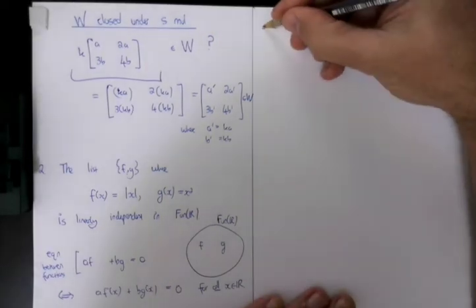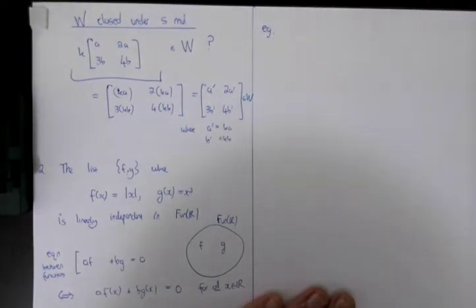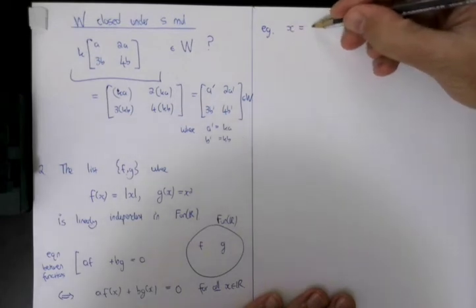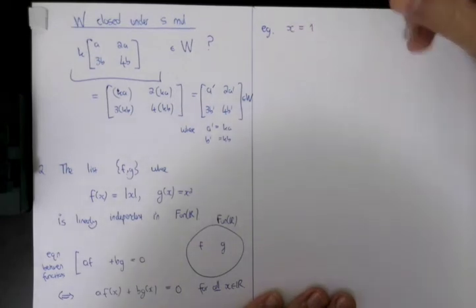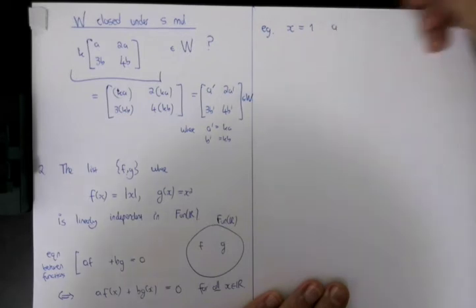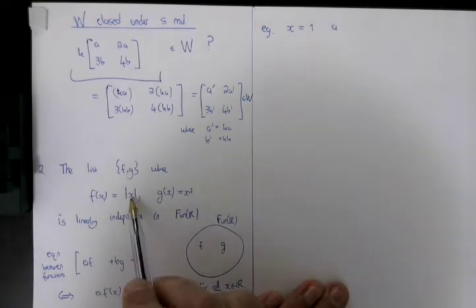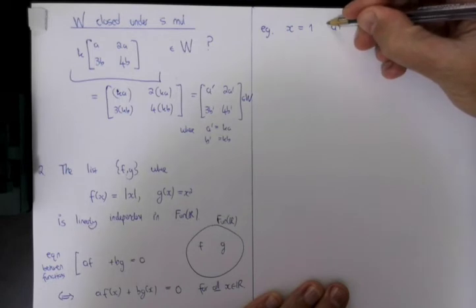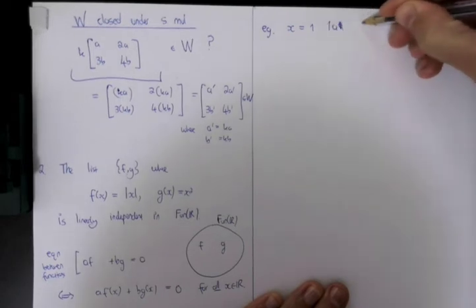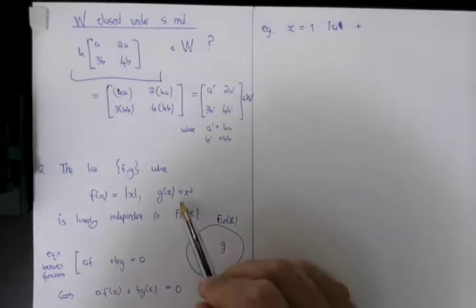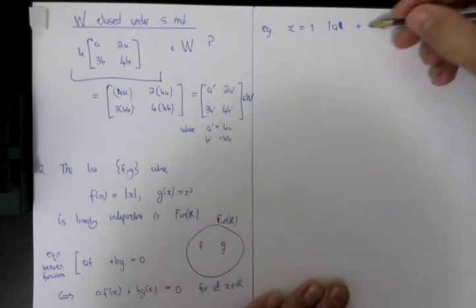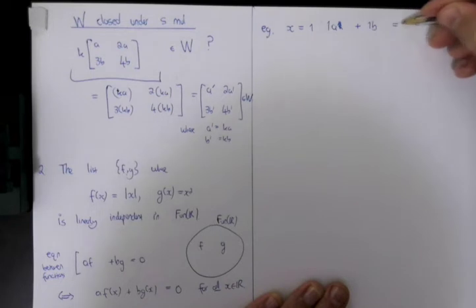Just to be clear about this, I've done it in class, I'll do it again. For example, if we take x equal to 1, then what is our equation? It means a times f of 1. f of 1 is 1. And I'll write the 1 on the left-hand side, if you'll allow me, because that's where we traditionally write the coefficients. Plus b times g of 1. g of 1 is 1 as well. That's our equation when x equals 1.